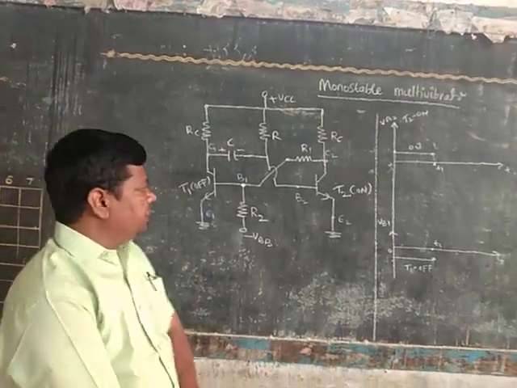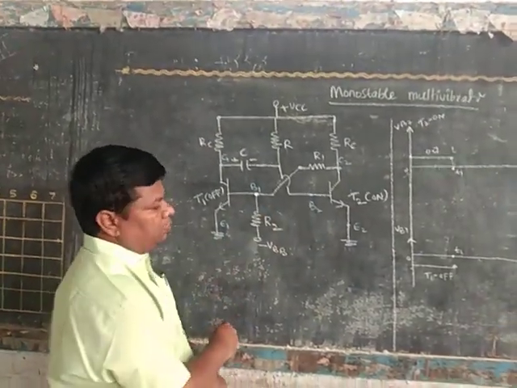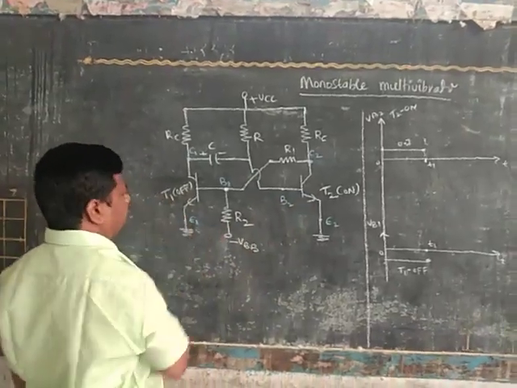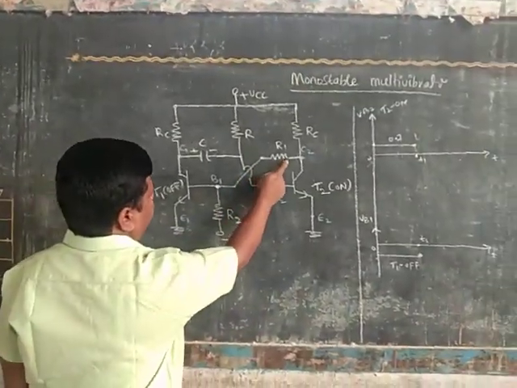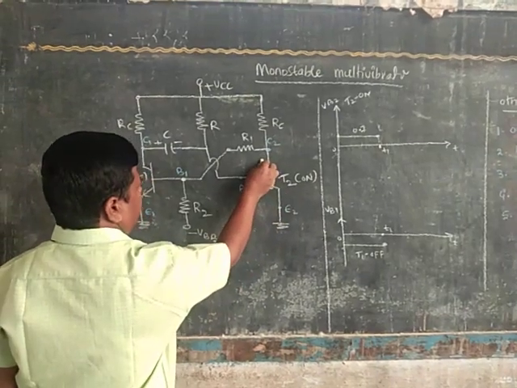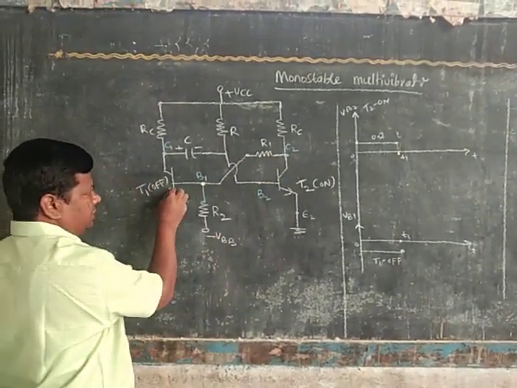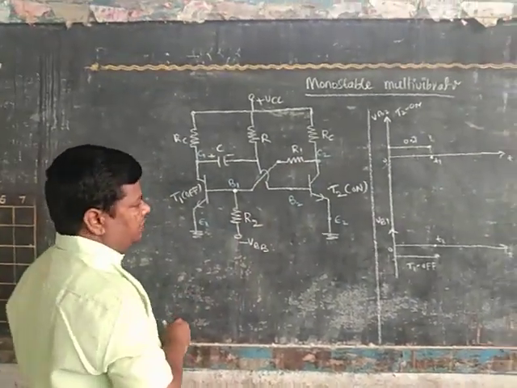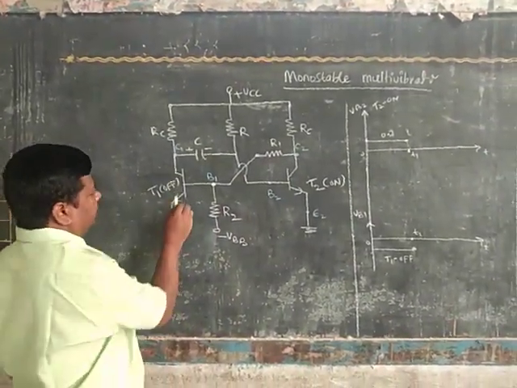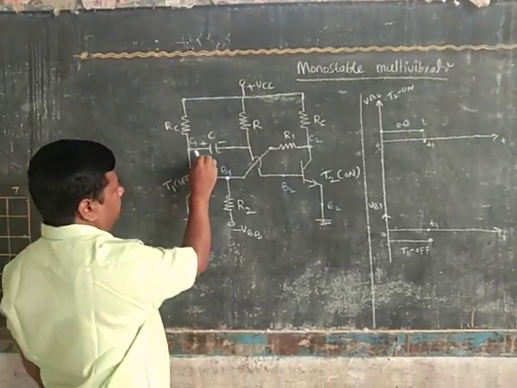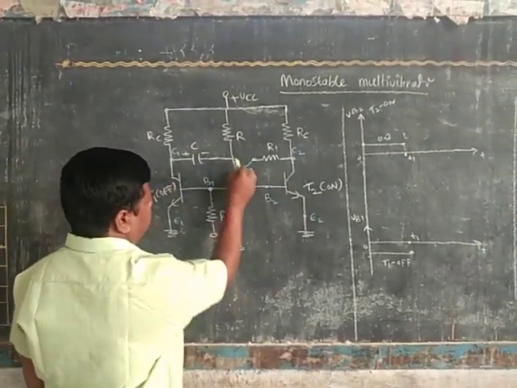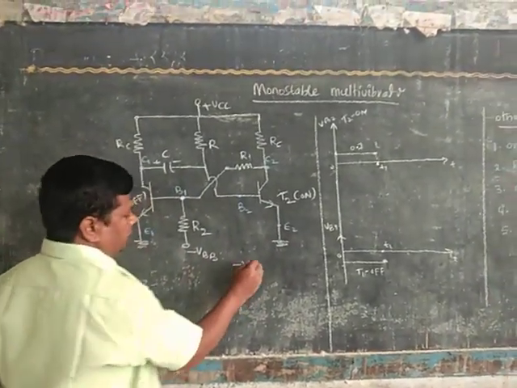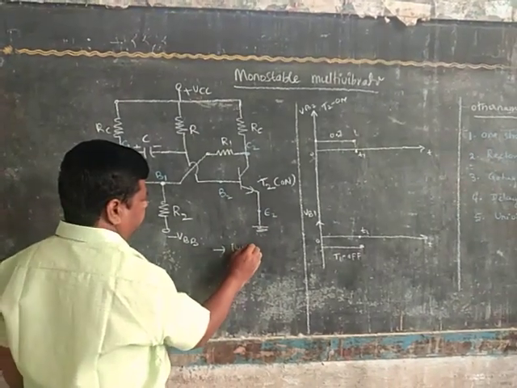Coming to the circuit diagram here. This is the circuit diagram for the monostable multivibrator circuit. Here also there are two transistors, T2 transistor and T1 transistor. Coupling is used here. T2 transistor output is connected to the base of T1 transistor through a resistor. So this is the resistive coupling network. Whereas T1 transistor output collector node is connected to the base of T2 transistor through capacitive coupling. So here the coupling is resistive and capacitive coupling.